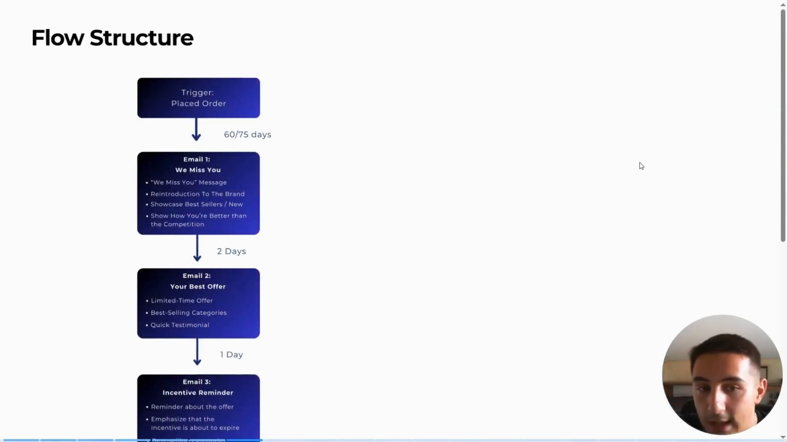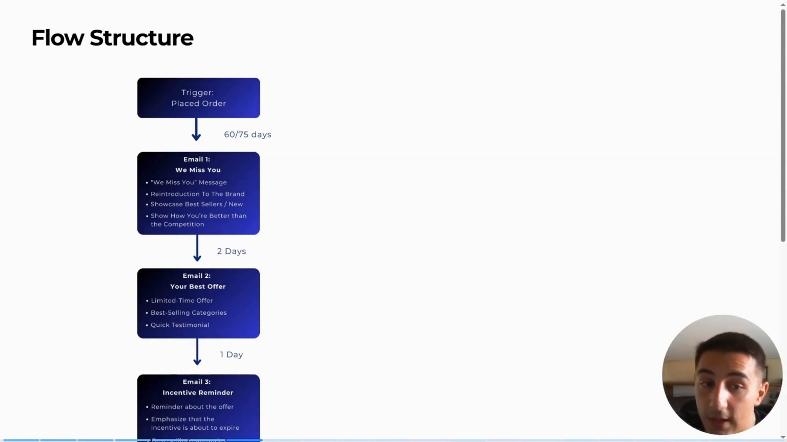So we'll go in depth on each email, but first let's take a quick look at the overall structure. Email 1 is basically the we miss you email. It includes a friendly we miss you message, a quick reintroduction to the brand, a showcase of bestsellers or new arrivals, and a reminder of what makes you better than the competition. We usually avoid sending a discount straight away in the first email.